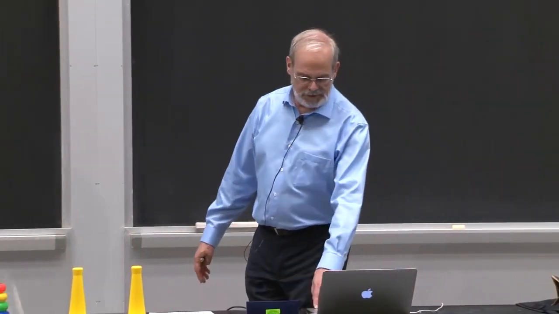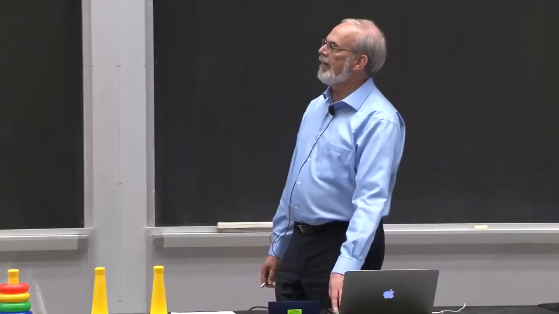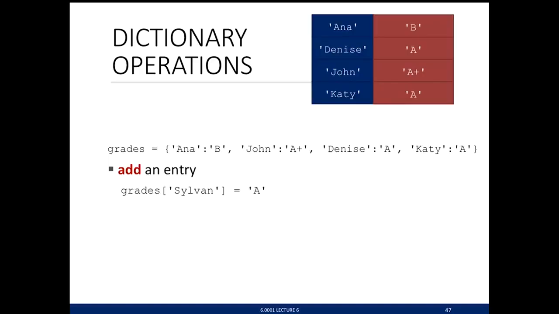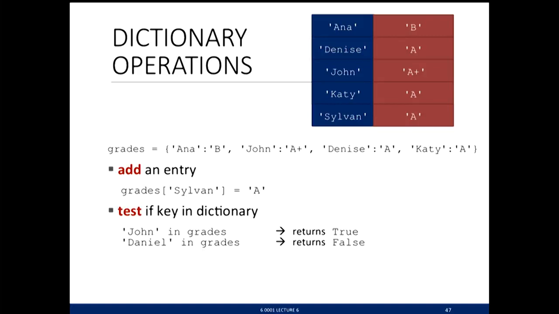Other things we can do with dictionaries. We can add entries, just like we would do with lists. Grades is a dictionary. In open and close square brackets, I put in a new label and a value, and that adds that to the dictionary. I can test if something's in the dictionary by simply saying, is this label in grades? And it simply checks all of the labels or the keys for the dictionary to see if it's there, and if it's not, returns false.